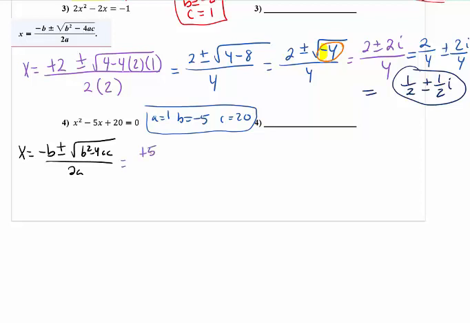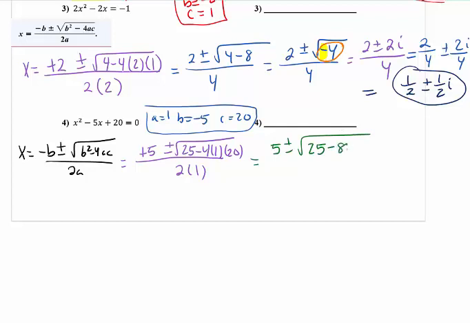So opposite of b gives me a positive 5 plus or minus the square root of b squared, remember, is 25, minus 4 times a times c, all divided by 2a. So now I'm going to simplify this piece, my discriminant. So 4 times 20 is 80, and the negative, sorry, is from that minus. There was nothing to cancel that piece out. Be careful of your signs. Notice the signs are huge here. So we get 25 minus 80, which should give me negative 55.